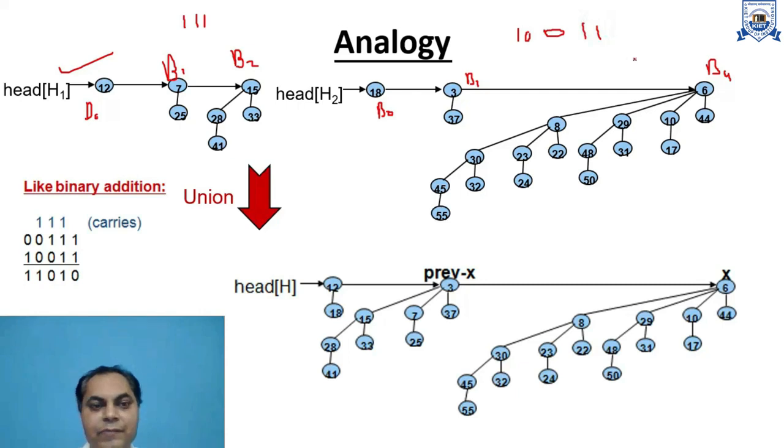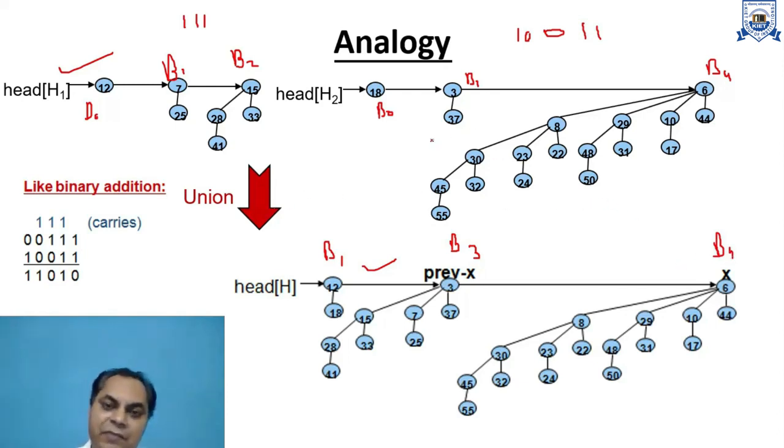Okay, this is 19. Now if you want to combine, merge, or union these two binomial heaps, this would be the resultant binomial heap. This contains B1, B3 and B4.